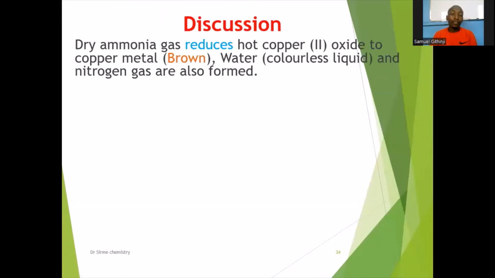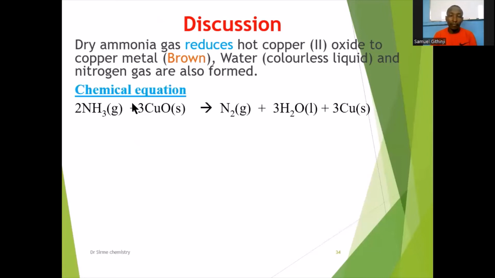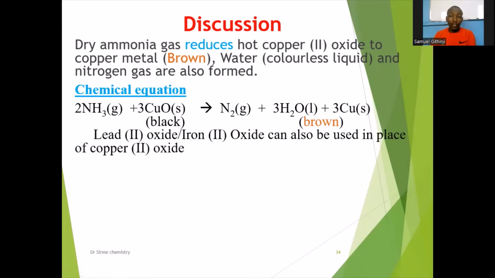What exactly is happening? Dry ammonia inside the combustion tube reduces copper 2 oxide and copper metal, that's now the brown solid, is formed. Water, that's a colorless liquid, and nitrogen gas are also produced. You can see the chemical equation there. The black solid here changing to brown, that is copper metal. Then nitrogen gas, and a colorless liquid, water, are formed there.